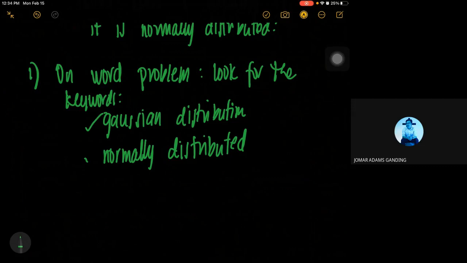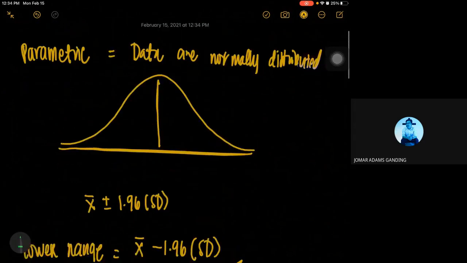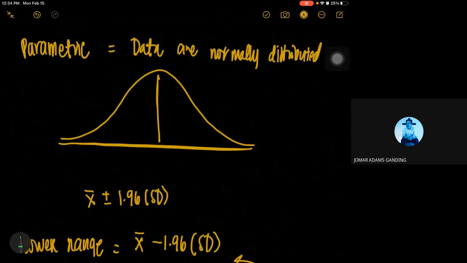Aside from that, how can you determine it? You can also determine that using your drawing. An example of that is this one. So the data should look like this. If your data actually look like that, then that goes to show that the data that you are dealing with are normally distributed.